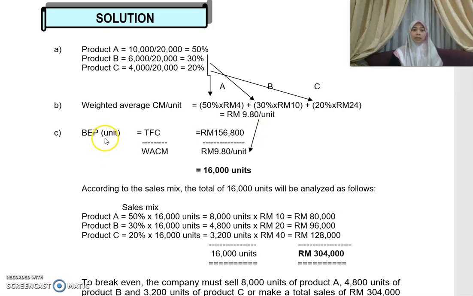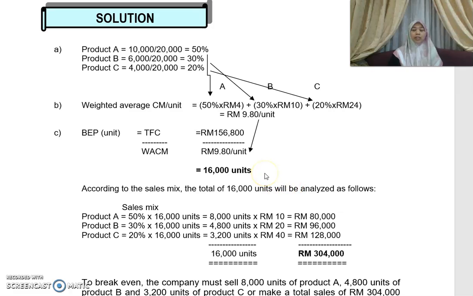So to work out the BEP, that will be your total fixed cost divided by WACM. So given in the question, the total fixed cost is 156,800 ringgit divided by the WACM that you have just worked out, the 9 ringgit and 80 cent per unit. So you will get 16,000 units. So this is your BEP in units for all the 3 products.